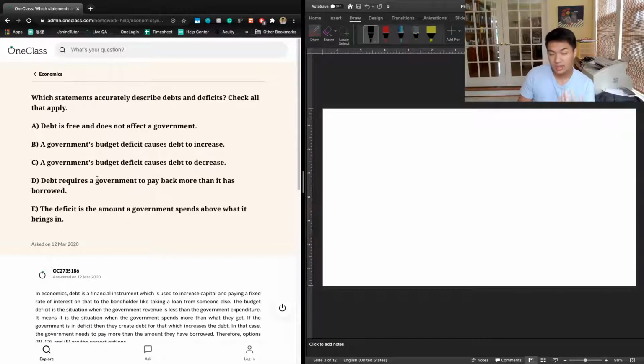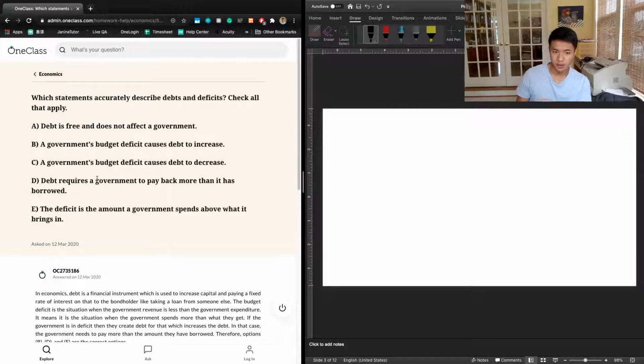Debt has to come from somewhere, and so it's not free, and it does affect the government, because debt not only needs to be paid back, but it also earns interest. And so as our debt grows larger and larger, the interest that we owe on that debt goes larger and larger as well, and that affects each year's budget proposal for how much money we have to actually spend on other things. So the debt is not free, and it does affect the government. So A is not right.